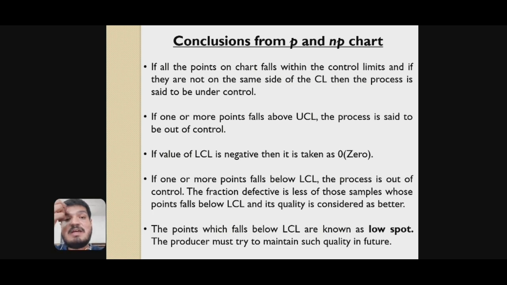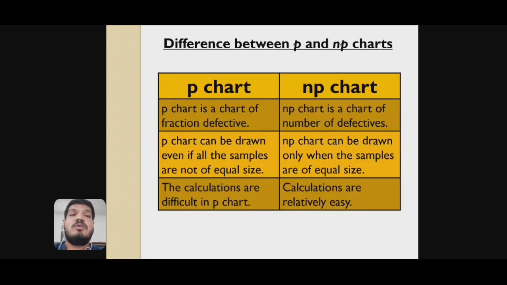So in the P and NP chart, if the points fall below LCL, then that type of production should be maintained, right, because it is of better quality, and the points which fall below LCL are known as low spots. Okay. So now what is the main difference between the P chart and the NP chart? The P chart is a chart for fraction defective and the NP chart is a chart for number of defectives. The P chart can be drawn even if all the samples are not of the same size, and the NP chart can be drawn only when the sizes are the same. The calculation is difficult in the P chart, whereas the calculation in NP is relatively easy, right.